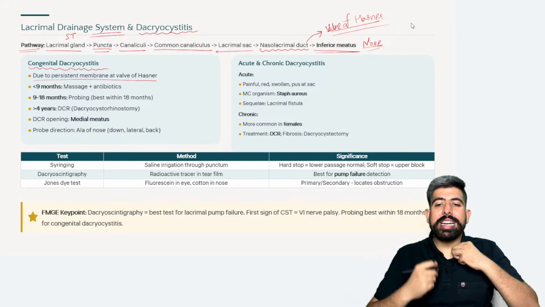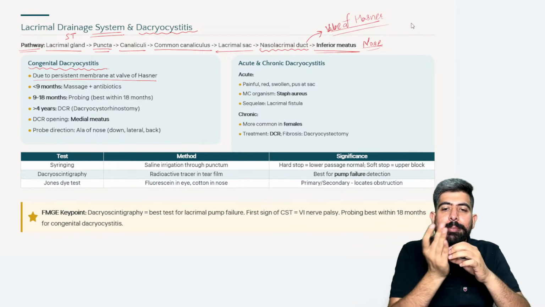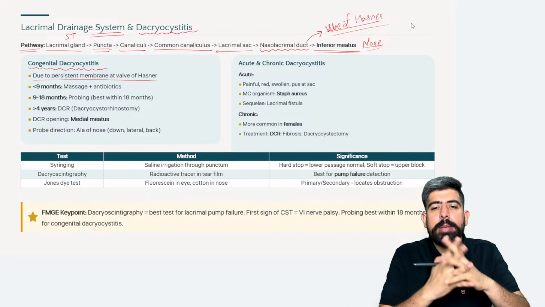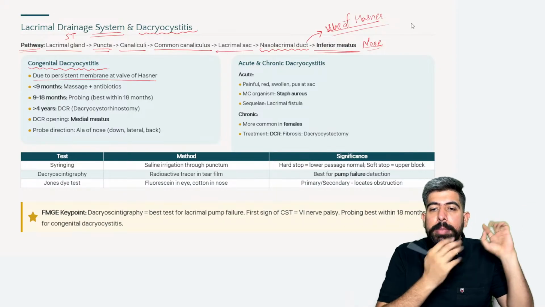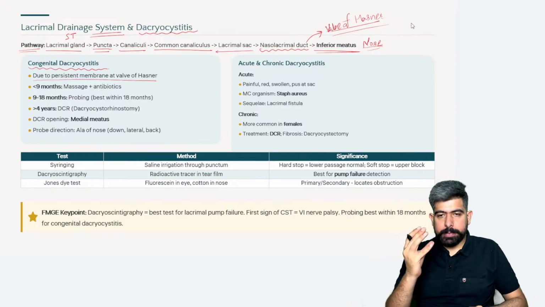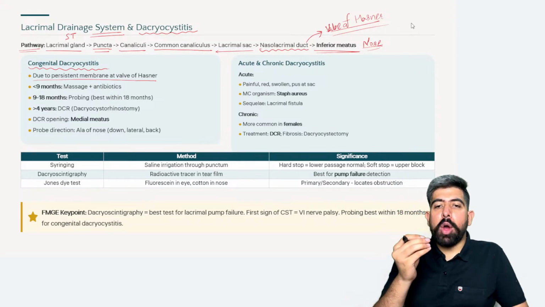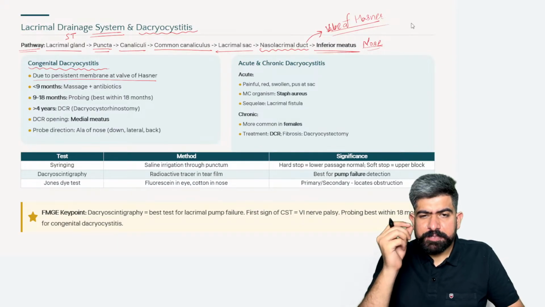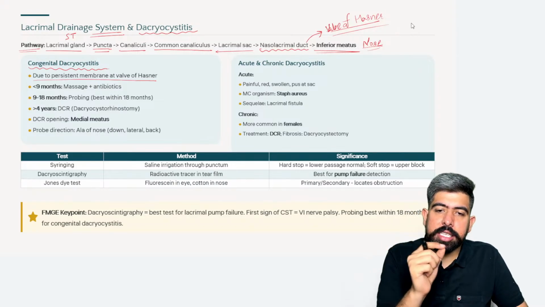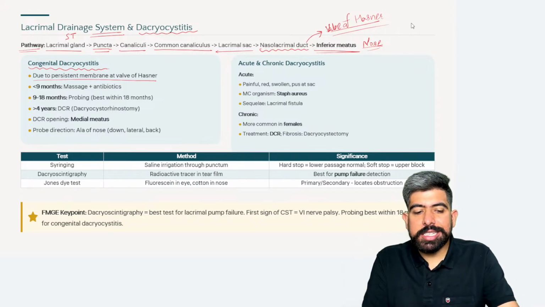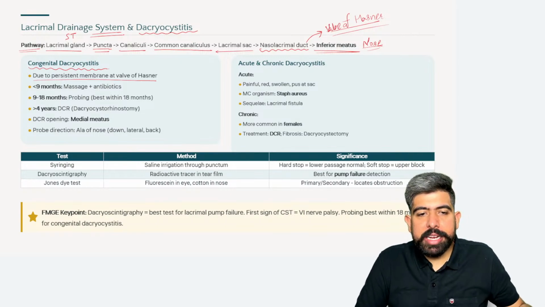If it is not draining into the inferior meatus, the lacrimal secretions will remain in the nasolacrimal duct and the lacrimal sac. So the lacrimal sac will get full. Why? Because of the blockage of the nasolacrimal duct at the inferior meatus. And what is the pathophysiology? The valve of Hasner has a membrane over it.